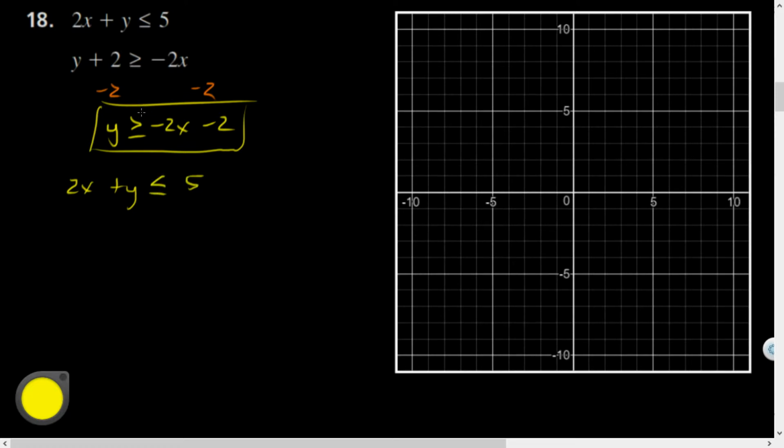Oh, wait a minute, guys. Oh, did I have to flip that inequality when I subtracted 2? No, I only have to flip an inequality when I multiply or divide by a negative, right? How do I get this y by itself? Jimmy, what are your thoughts? Yeah. Subtract who?